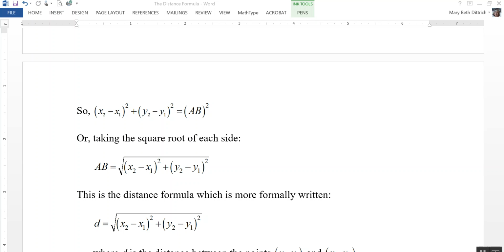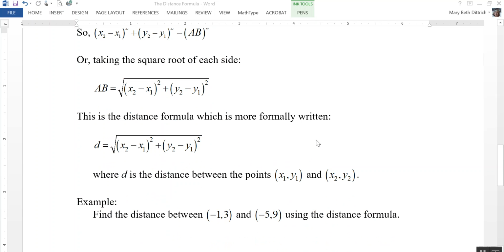Or if we take the square root of each side, we have that the length of AB is equal to the square root of the quantity x2 minus x1 squared plus the quantity y2 minus y1 squared. This is basically the distance formula, which is more formally written like this, where d equals that square root, where d is the distance between the points (x1, y1) and (x2, y2).